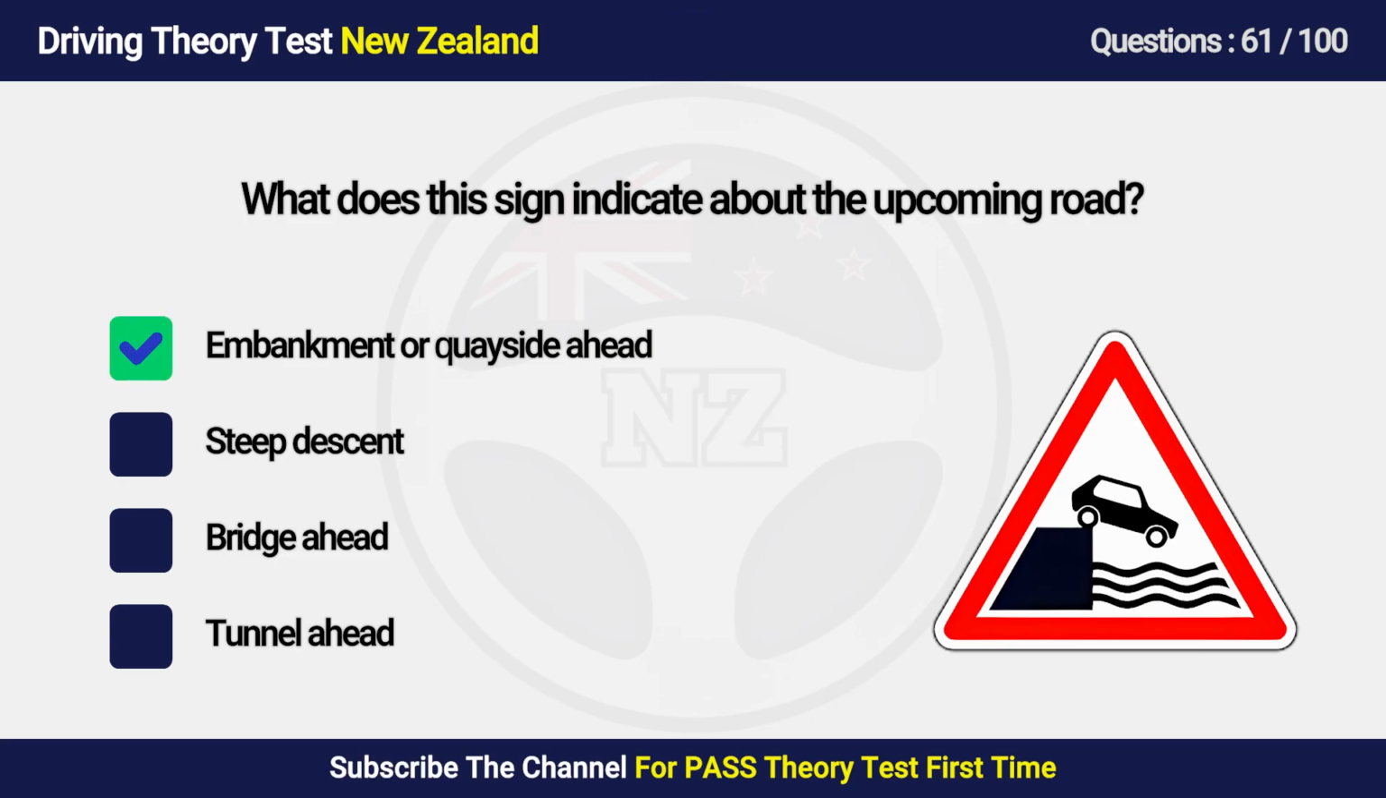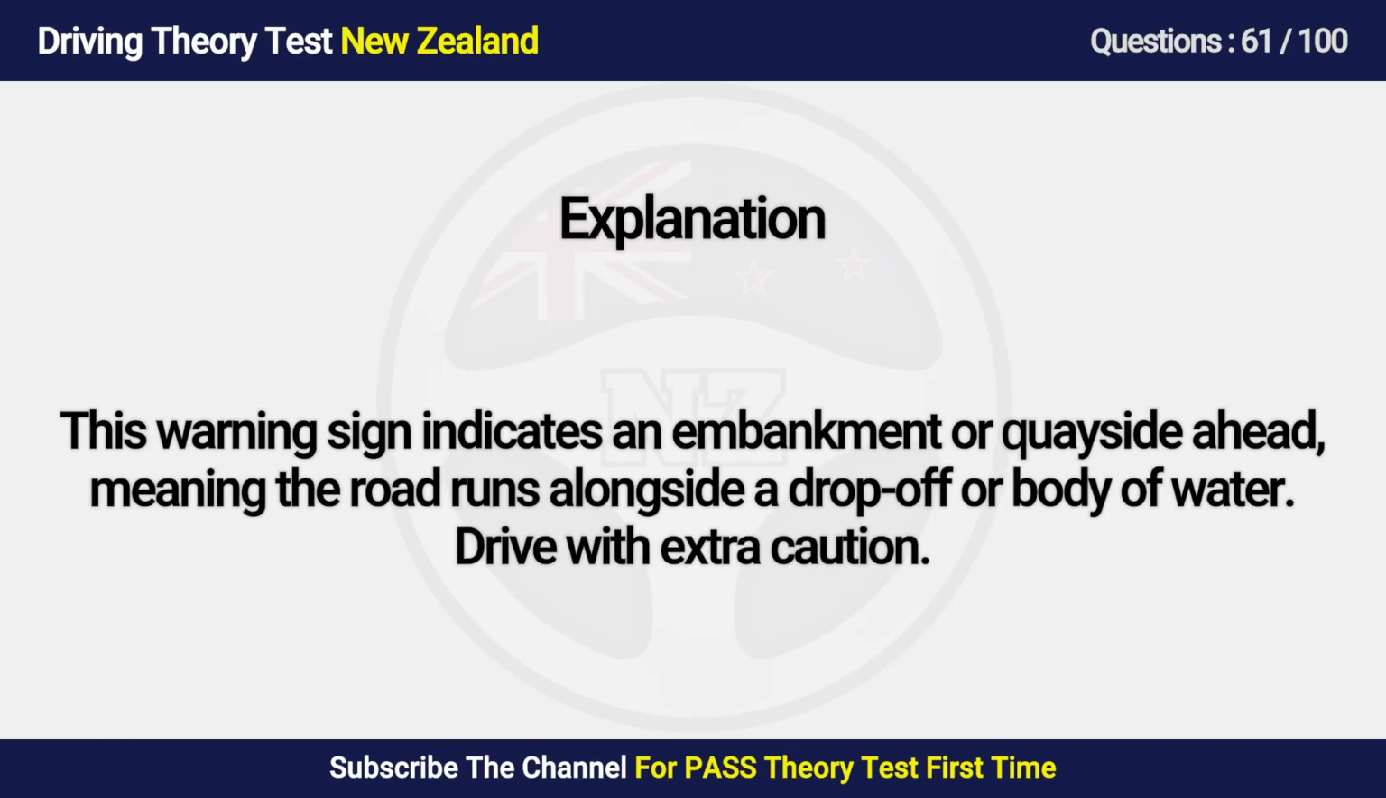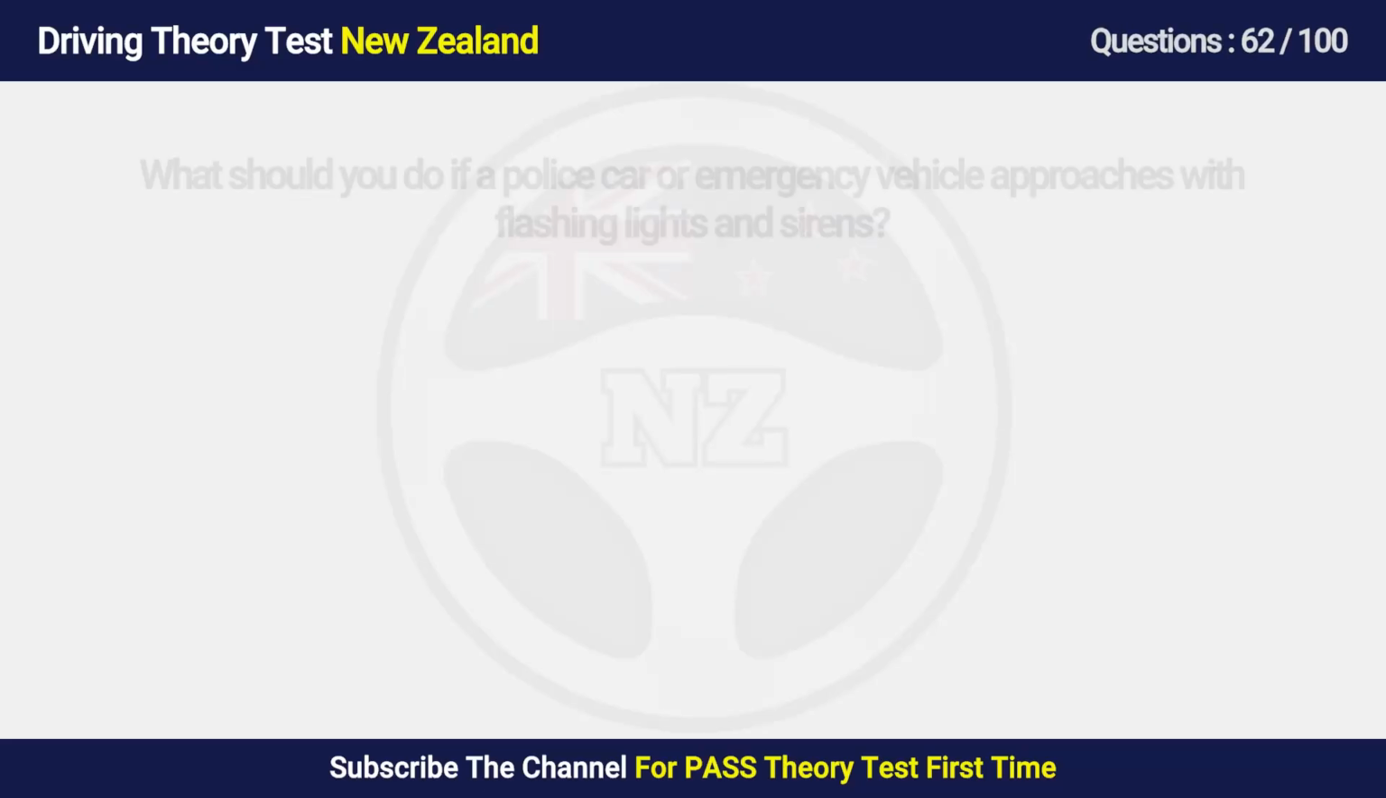Answer is A. Embankment or quayside ahead. This warning sign indicates an embankment or quayside ahead, meaning the road runs alongside a drop-off or body of water. Drive with extra caution.